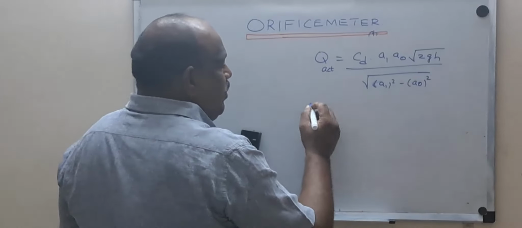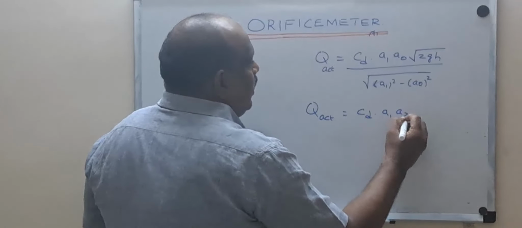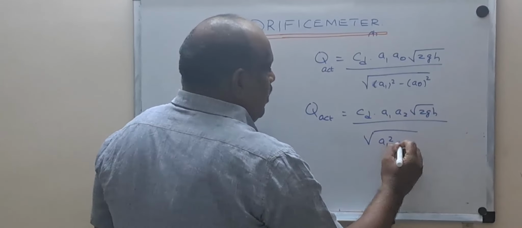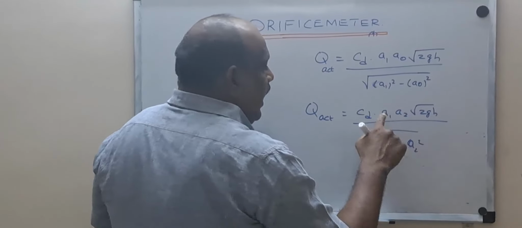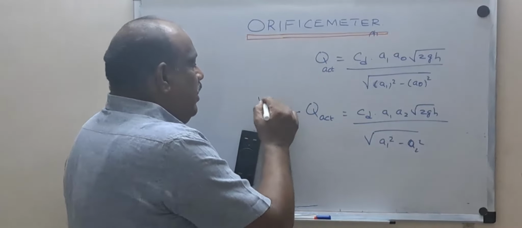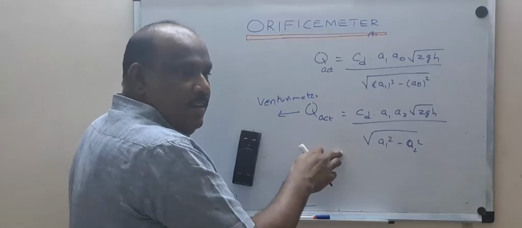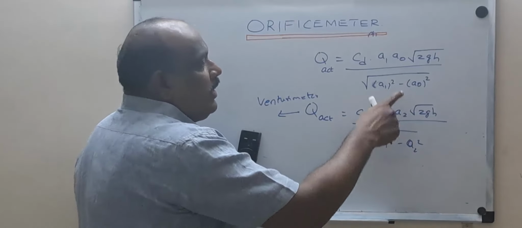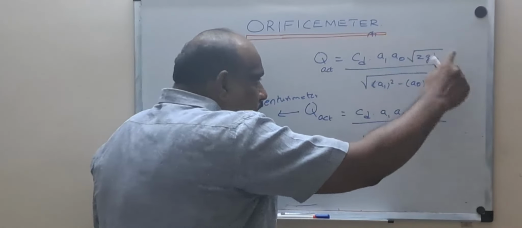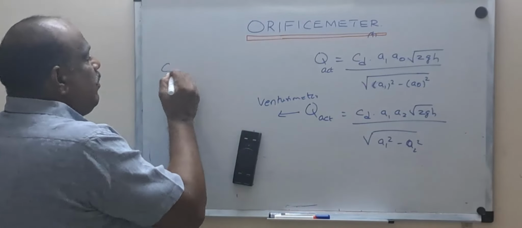What is the formula we derived for Venturimeter? Can you recall? It is also CD into A1, A2 into square root of 2GH by square root of A1 squared minus A2 squared, where A2 is the area of the throat in case of Venturimeter. Now can you see both the Orifice-meter and the Venturimeter are looking the same? Instead of the throat, here A0 is nothing but the area of the orifice. In order to bring it into such a form, we try to convert the CC in terms of CD.